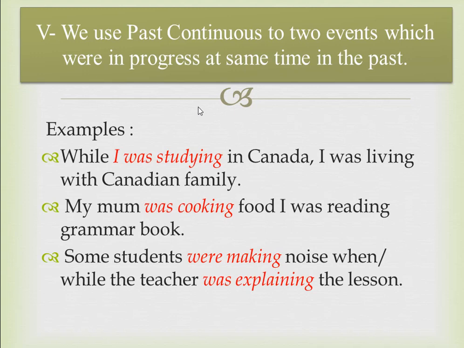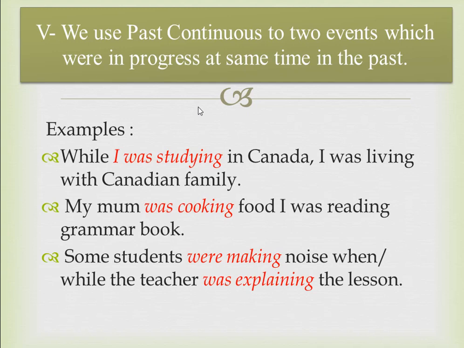One more: my mom was cooking food. I was reading a grammar book. So both activities are in past continuous. When someone is doing something, you also do the other thing as well. One more: some students were making a noise while a teacher was explaining the lesson. So two actions happen at the same time, and they are in past continuous.